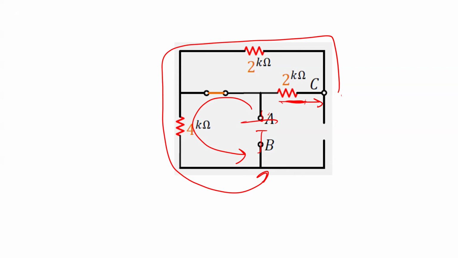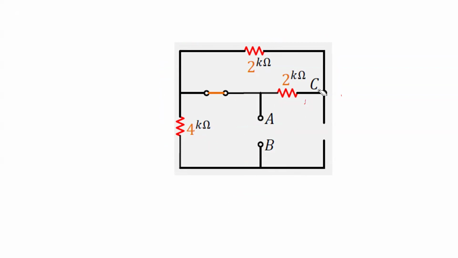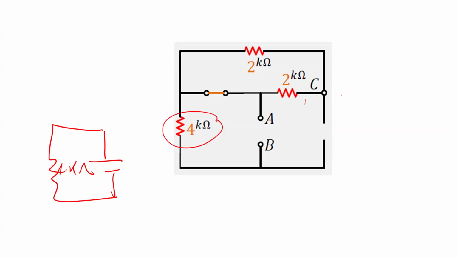I don't think so. So what I'm going to do right now is redraw it to make it easy. You have a battery this way, and then you have a resistance here, which is 4 kilo ohm, which is this resistance. And then I'm also going to redraw this one. From here, you have a resistance, which is 2 kilo ohm. And then you have another resistance.